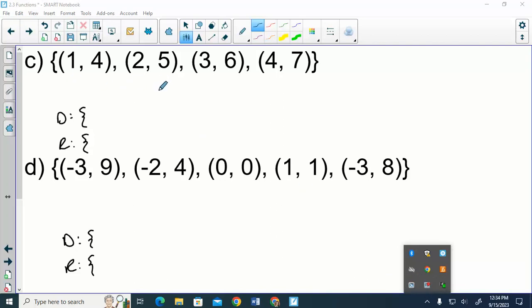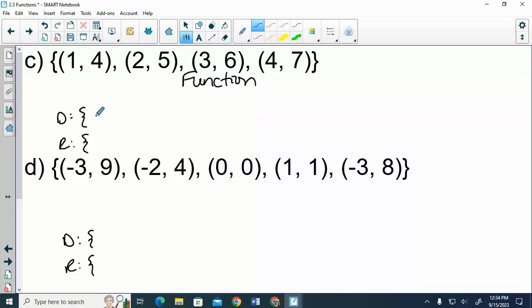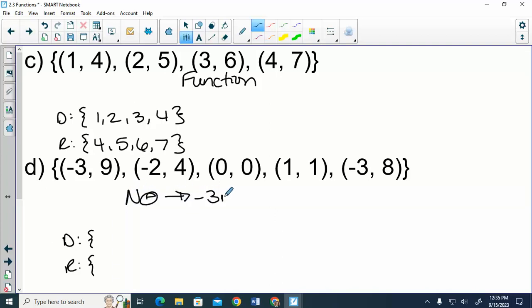So is the first one a function? Yes. You don't repeat any of our x values. Domain would be 1, 2, 3, 4. Range, 4, 5, 6, and 7. All right, D, is that one a function? No, because the -3 repeats. Domain, the x's that get used. Good. The range, the y's. 0, 1, 4, 8, 9.